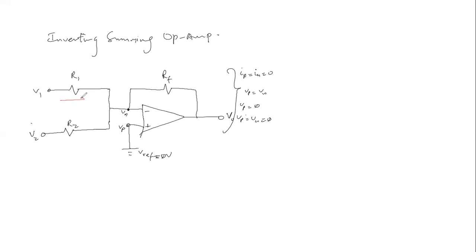And also, you see that the current flowing through this resistor is I1. Current flowing through this resistor is I2. And the sum of the currents by KCL, the current flowing into a node, will be the same as the current flowing out of that node, which is I. Now, by the current constraint, the current flowing through this terminal, I sub N, is 0. So hence, the entire current I flows through the feedback resistor. It's the same current because I sub N is equal to 0.